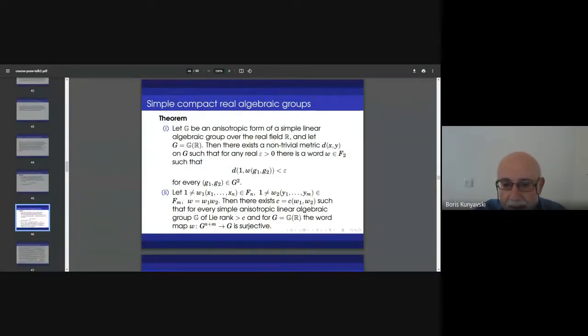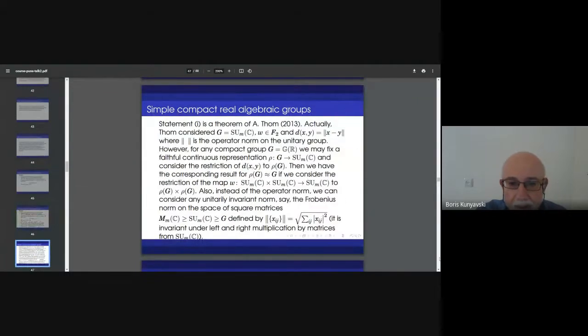And as to proofs, I want to consider the case of simple real groups, and there I will prove something a little bit sketchy, but almost in a complete way. Well, some more comments on this.